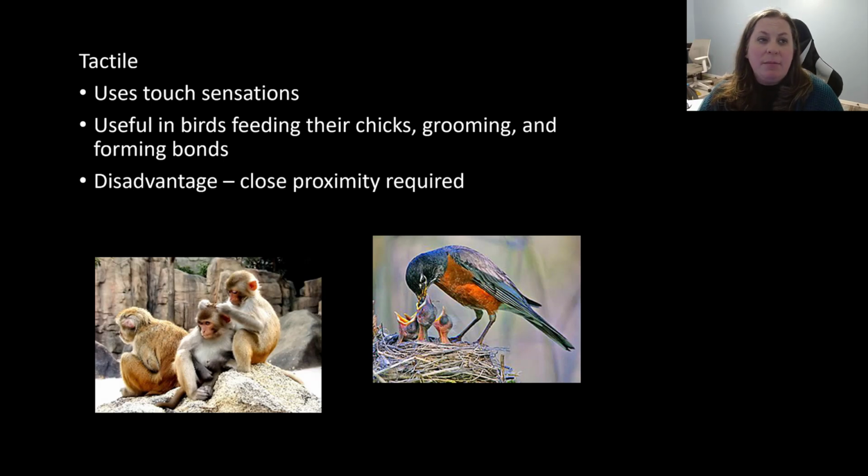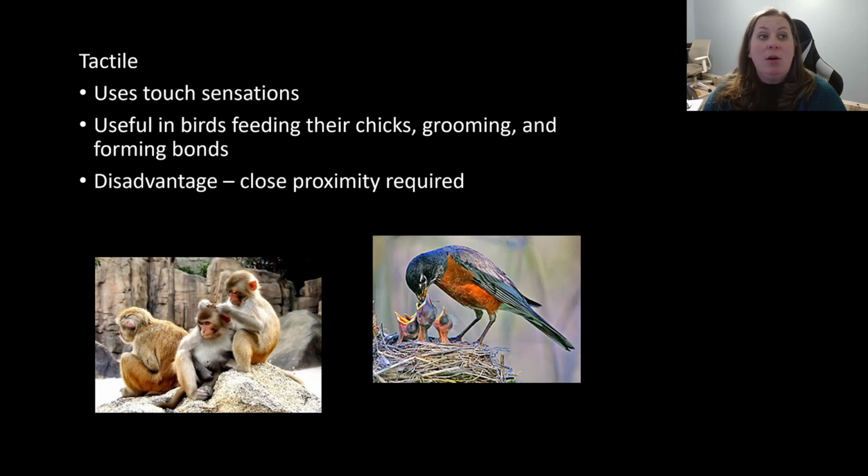The last type of communication is the tactile. This deals with touch sensations. These are useful in birds feeding their chicks and the grooming process, like you see here in the picture with the monkeys. And this all in turn helps form bonds. The more physical touch that takes place, the more bonding can take place.